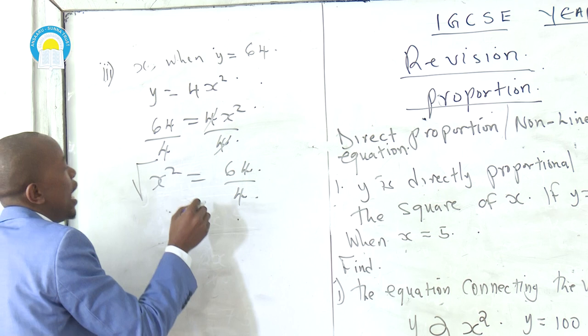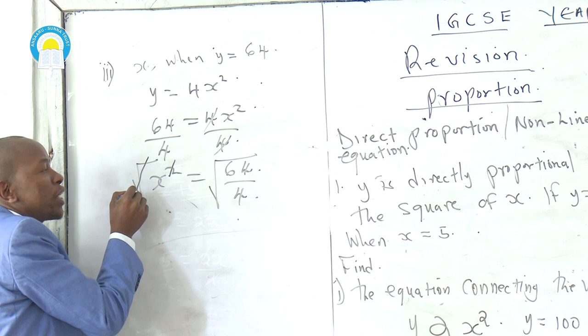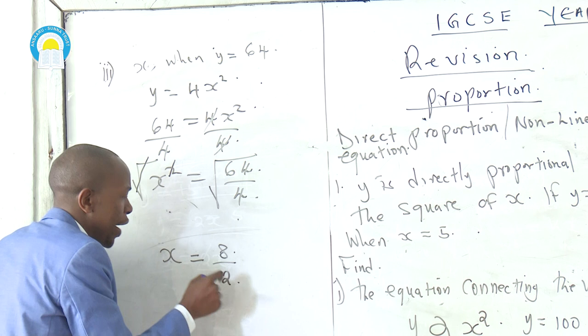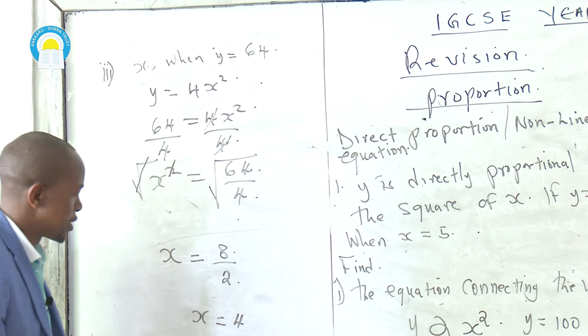Now, the square and the square root will cancel so that we remain with x. Now, the square root of 64 is 8, and the square root of 4 is 2. Now, 8 divided by 2 gives us what? Gives us 4. Now, you realize that the value of x is equal to 4.